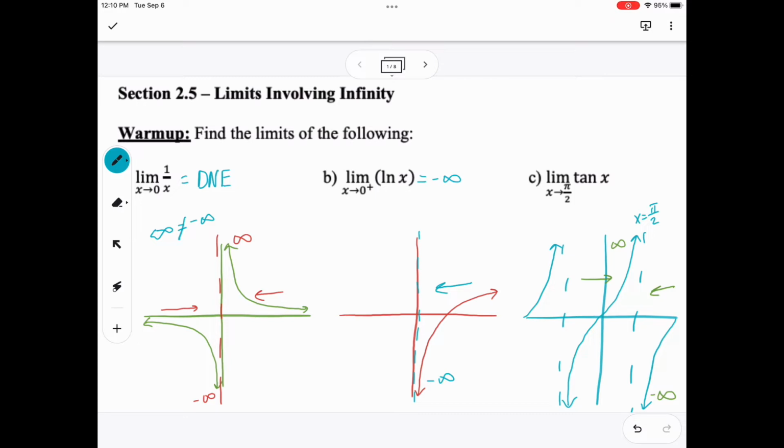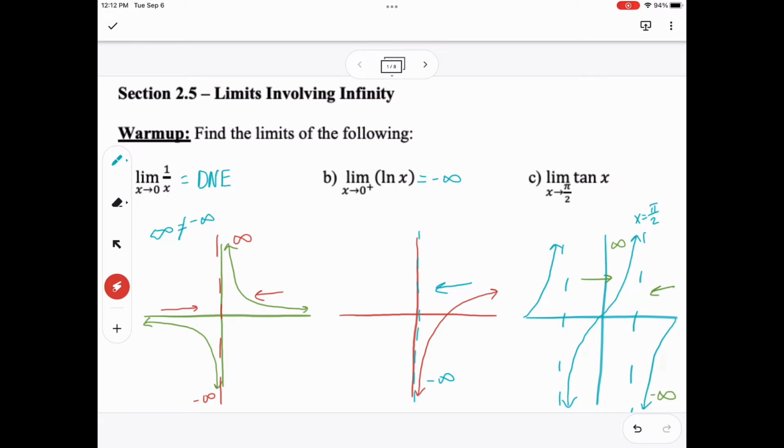For letter B, though, the limit of ln of x is heading towards negative infinity as we're approaching 0 from the right side of the function. So here we can say that it's just negative infinity.